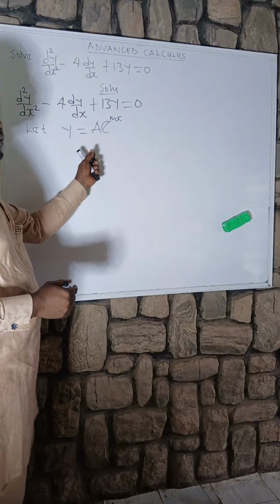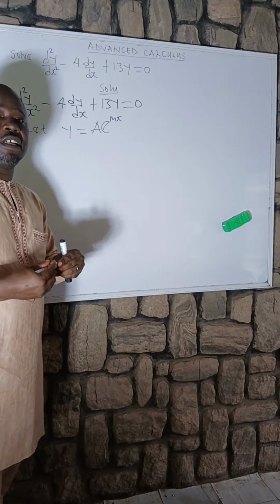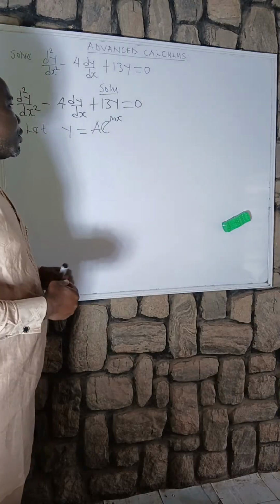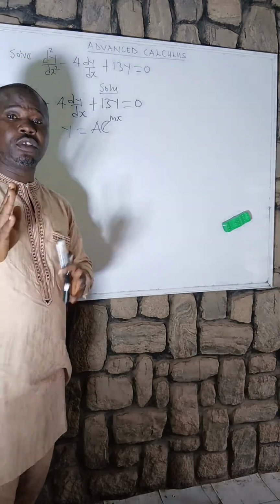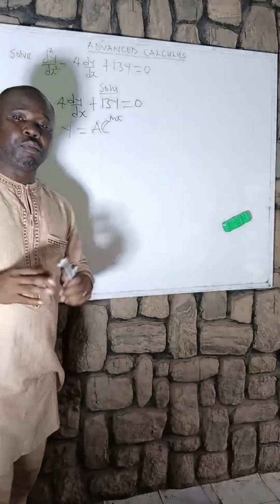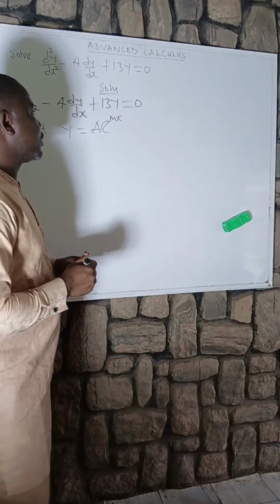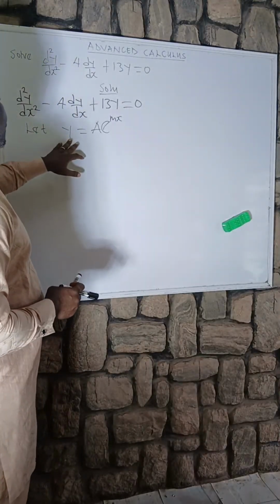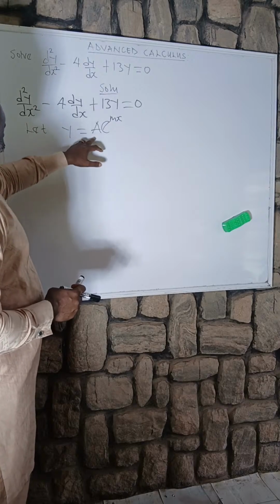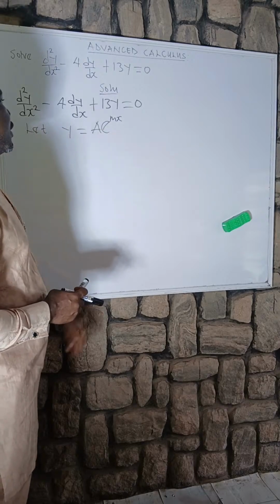I'm just using the numerical method approach to solve. Then after that, I will use the operators. I told you I'm going to use two methods. People are confused with the D operator. So now you let y equal a exponential mx.